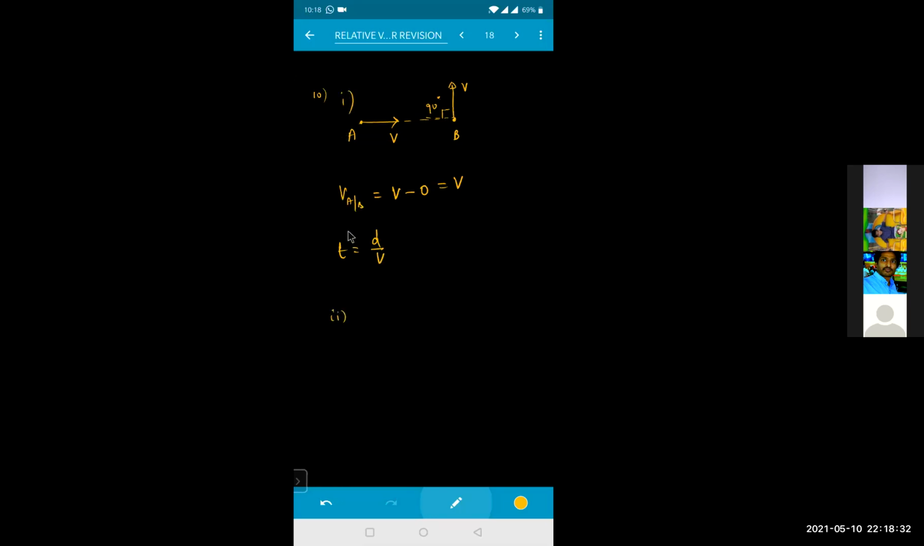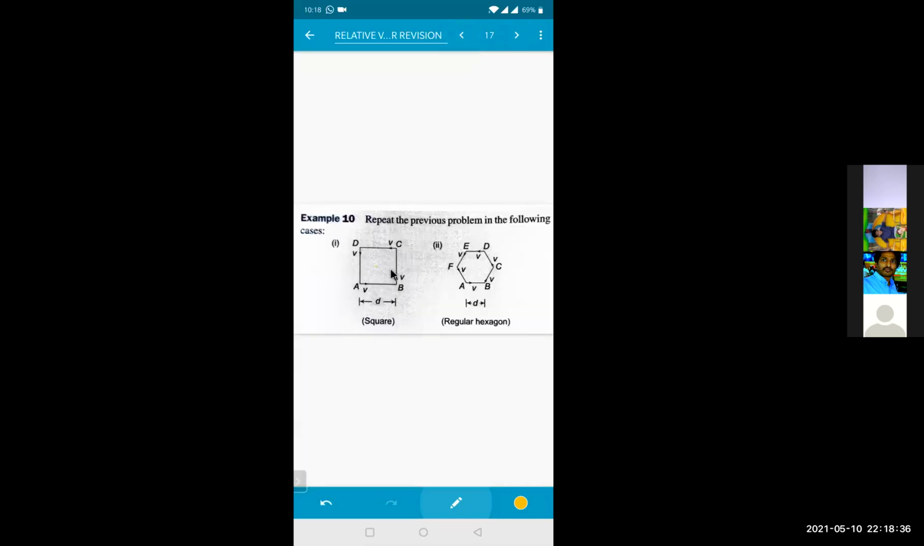So the second one. Hexagon. A is moving towards B, B is moving towards C, C is moving towards D, D is moving towards E, E is moving towards F, F is moving towards A. And everything is moving with velocity V. I need to find out the time at which they will be meeting at the center.